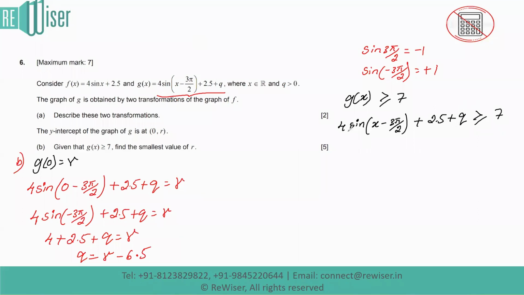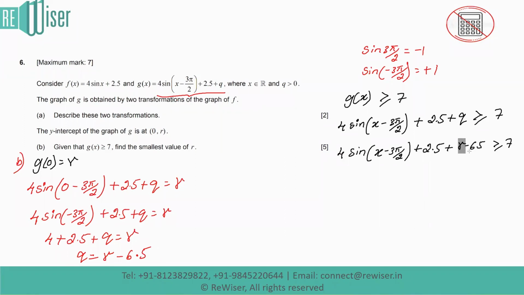And replace q. So q is nothing but r minus 6.5. So we will be having 4 sine of x minus 3 pi by 2 plus this 2.5, then plus r minus 6.5, and this must be greater than or equals to 7. So now, if you look at it, this r value must be the smallest.